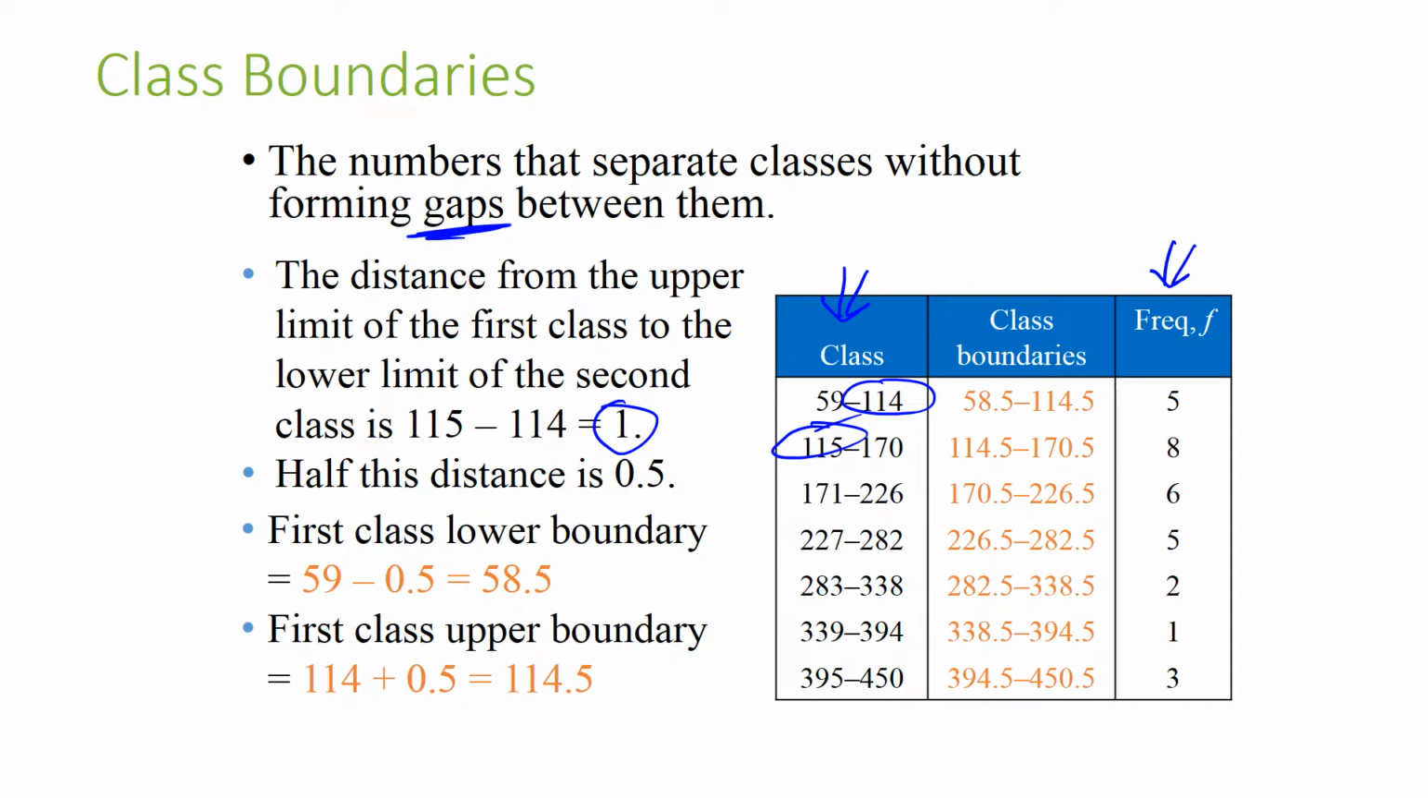And we split the difference by subtracting it from the lower boundary and adding it to the upper. But you do that for each of the classes. And so when you do it, you get this middle column. And you can see now they match up. Right? So there are no more gaps. So we can create a histogram of our information.